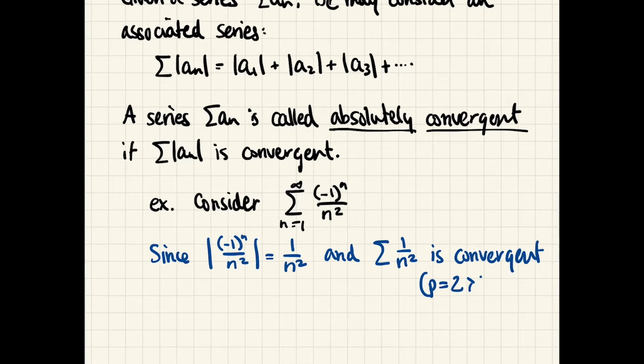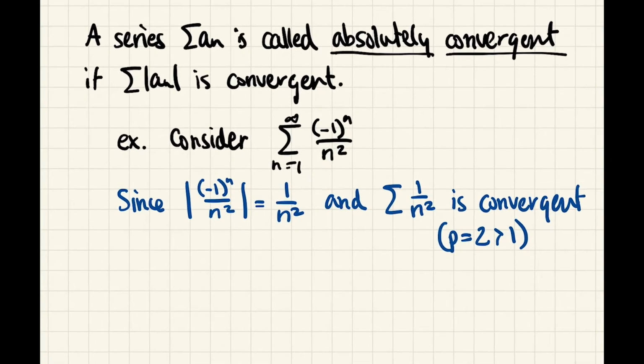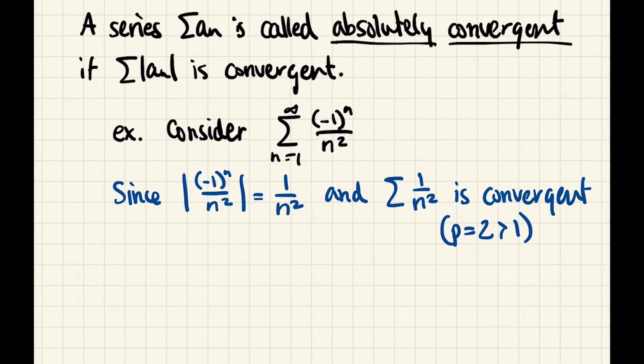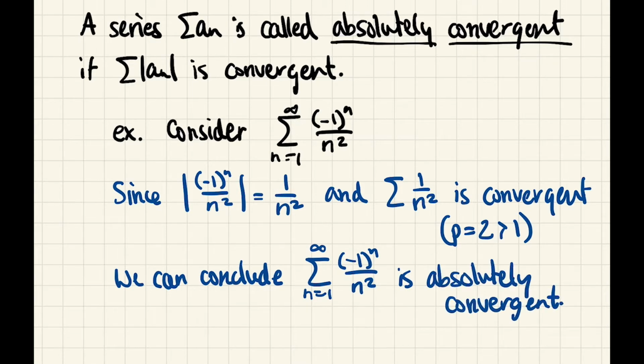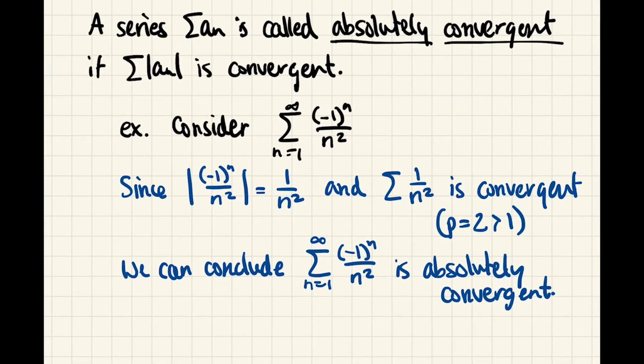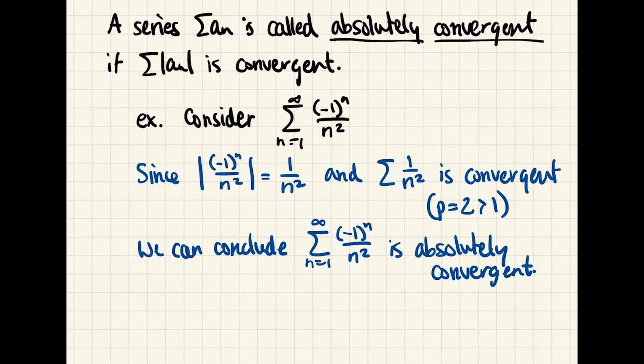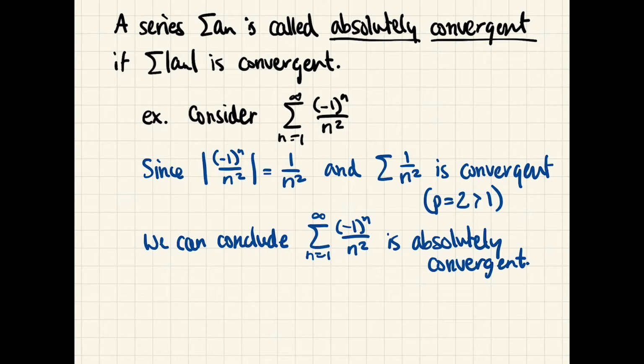It's a p-series. p is 2. 2 is strictly greater than 1. Then we can conclude that the series under consideration, which was this alternating series, is absolutely convergent. So note that if a series is absolutely convergent, then that automatically would imply that the series is convergent.